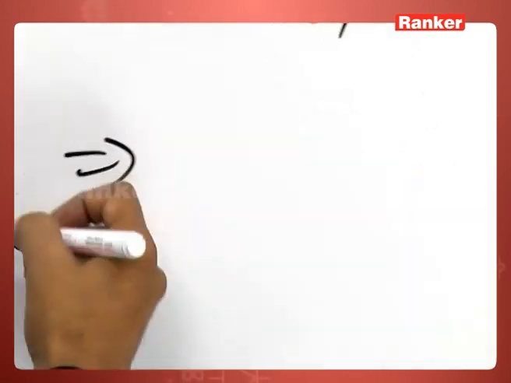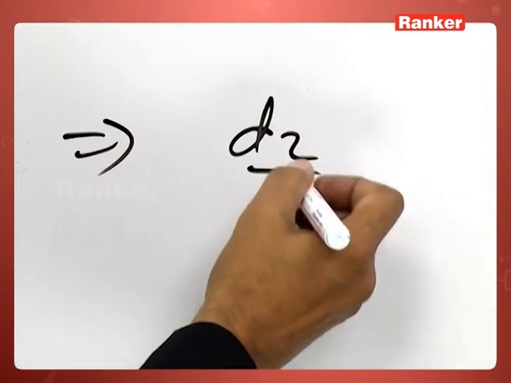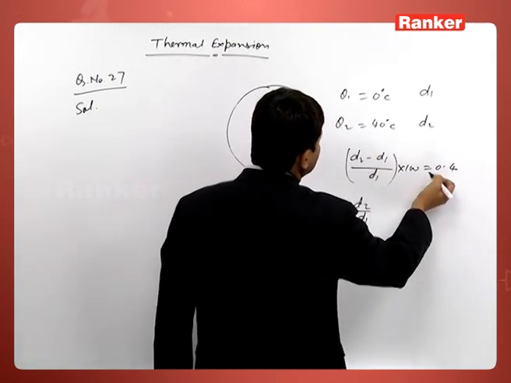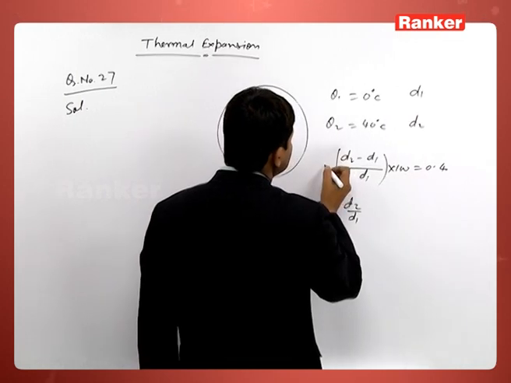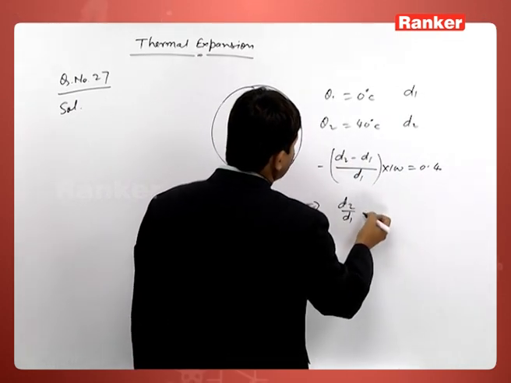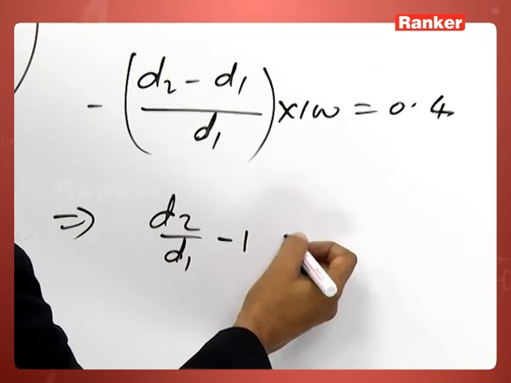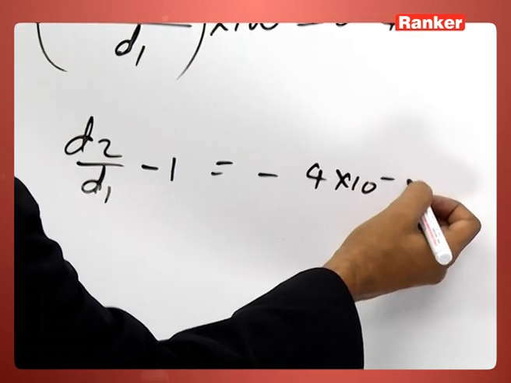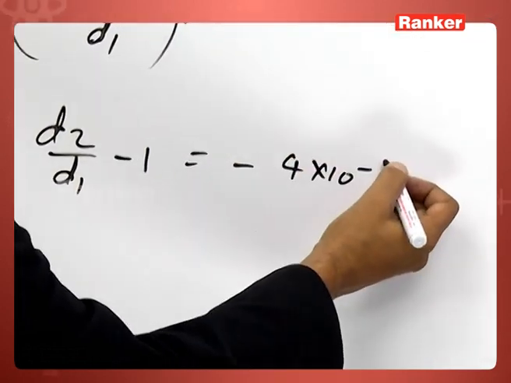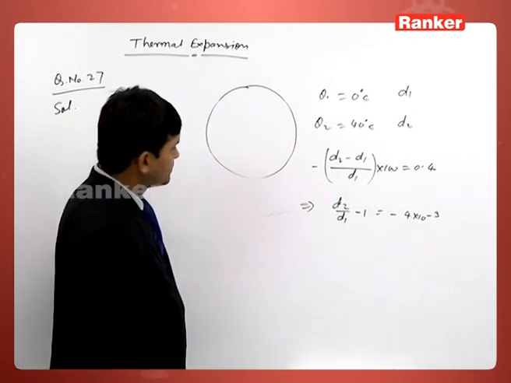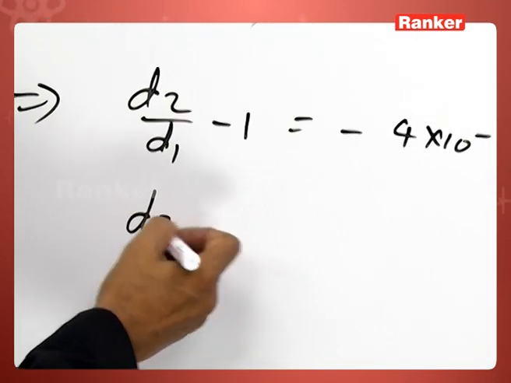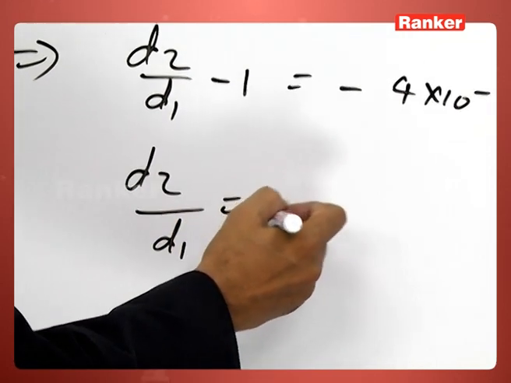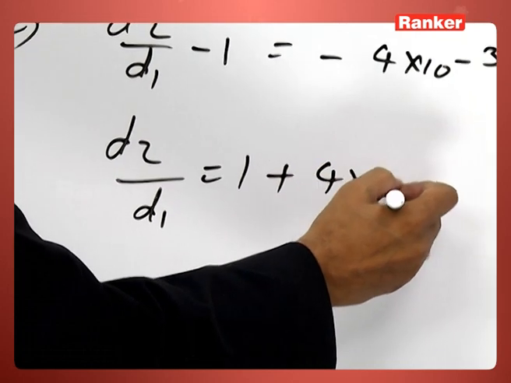So we can write from here D2 by D1 minus 1. This is actually negative, because the density is decreasing, so this term should be minus. So D2 by D1 minus 1 is equal to minus 4 into 10 power minus 3, since 0.4 by 100 is 4 into 10 power minus 3. Now D2 by D1 is equal to 1 minus 4 into 10 power minus 3.